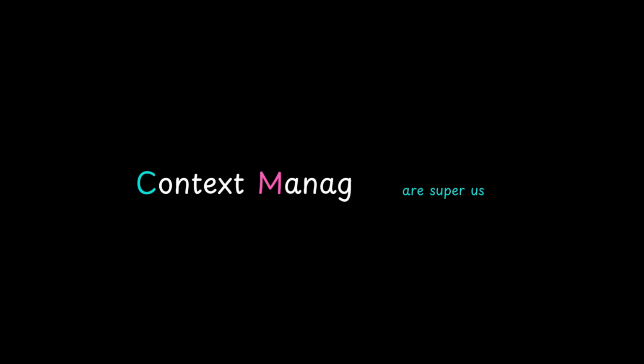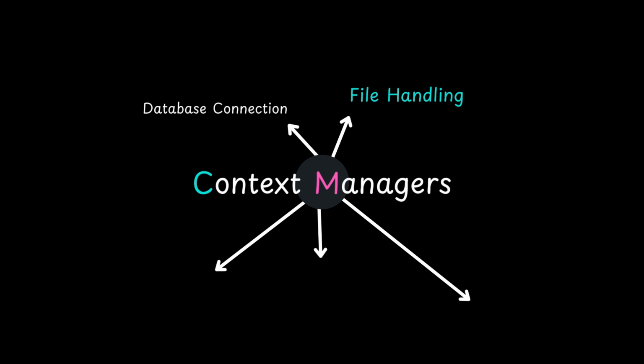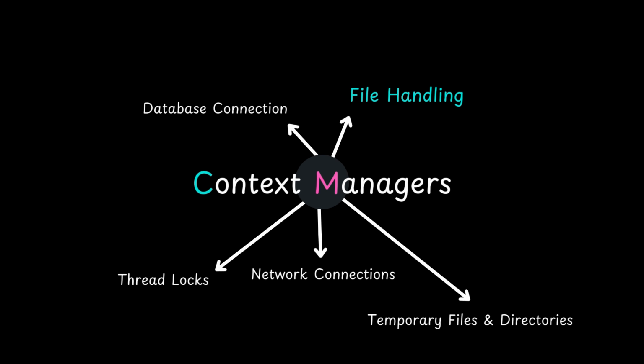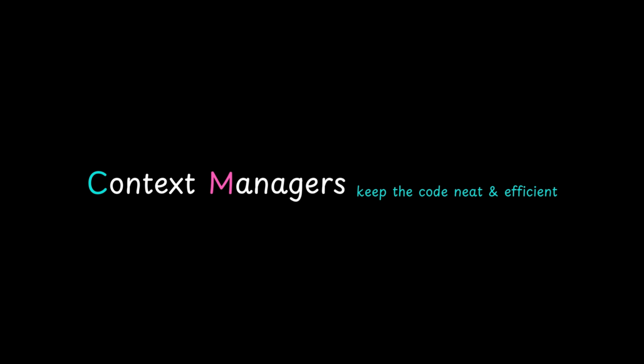Context managers are super useful, right? But they are not just limited to file handling. They can be used for many other resource management tasks such as database connections, thread locks, network connections like sockets, temporary files or directories, and many more. I think you guys get the idea. Context managers save time, reduce errors, and keep the code neat and efficient.